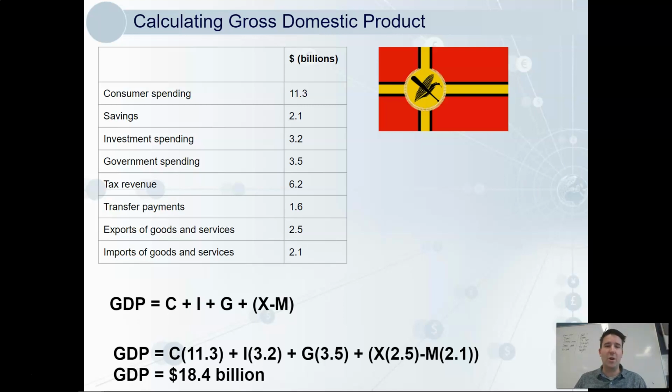The key here is knowing the equation of GDP and not getting put off by the distractors that will often be in the questions. They're not just going to give you 4 or 5 numbers to add up, right? They're not going to make it that simple. They're going to put in other things like savings or tax revenue, not to throw you off, but to ensure that you actually understand. So that's why they're going to be there. So we just have to add up C plus I plus G plus X minus M. Okay, and as we can see down here, it equals $18.4 billion.